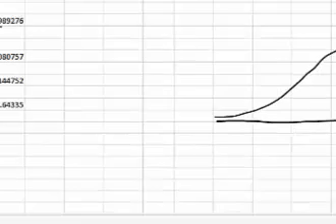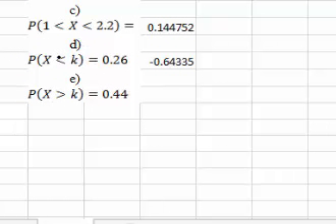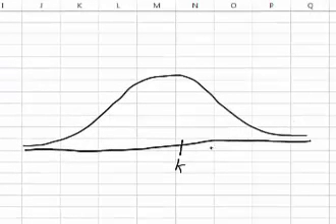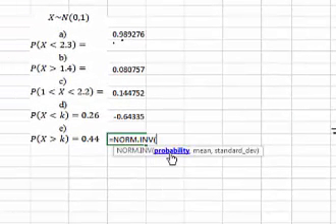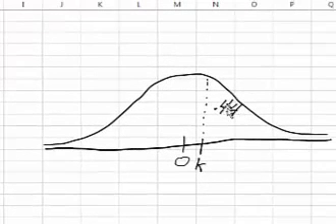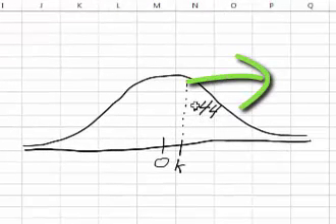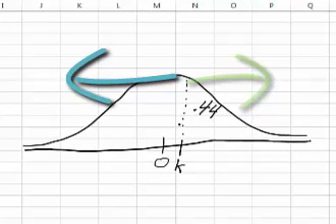Last one. It's similar to D. We're doing kind of the inverse of what we've been doing in parts A, B, and C. We're given a probability. We're asked to find what the number on my number line is associated with that probability. So we know the probability, or the area to the right of this number, is 0.44. What is the k value there? Now, to use the norm.inv function, this probability has to be a left-tailed probability. Can't enter 0.44. That's a right-tailed probability. We need to enter a left-tailed probability.